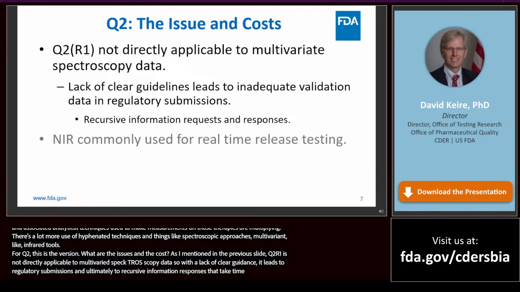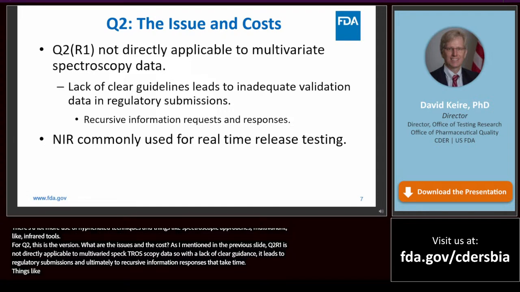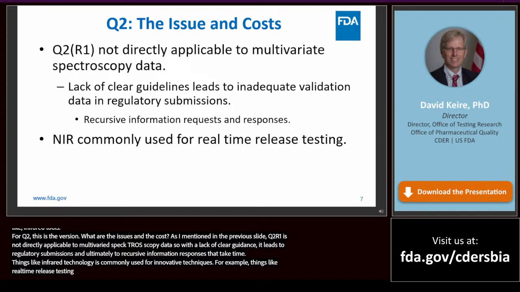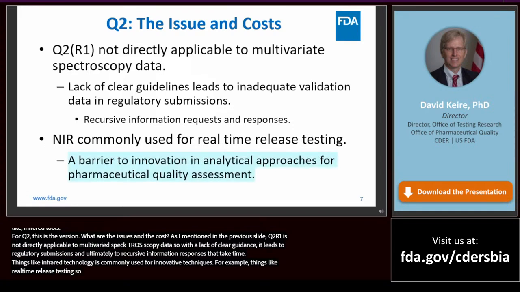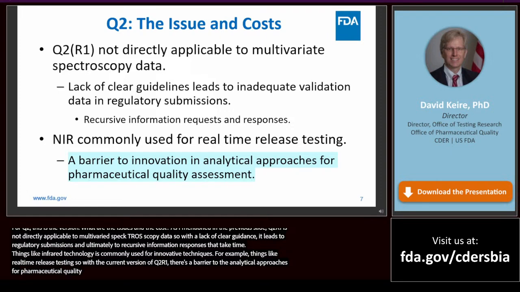And things like near-infrared technology is commonly being used for innovative techniques, for example, things like real-time release testing. And so with the current version of Q2R1, there's kind of a barrier to innovation in analytical approaches for pharmaceutical quality assessment, which is one of the reasons why it was decided to work on a revision.